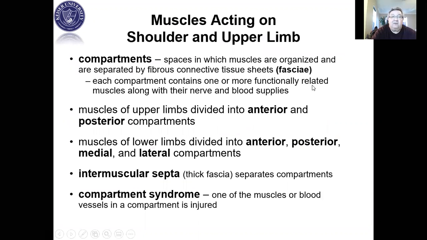So we have a lot of muscles that act on the shoulder from the upper limb, and they're thought of in compartments. And you're going to see these compartments, especially in the lower extremity. But these compartments are separated by connective tissue known as fascia. Each of these compartments contain related muscles, and a lot of these muscles within these compartments will have the same nerve and blood supply.